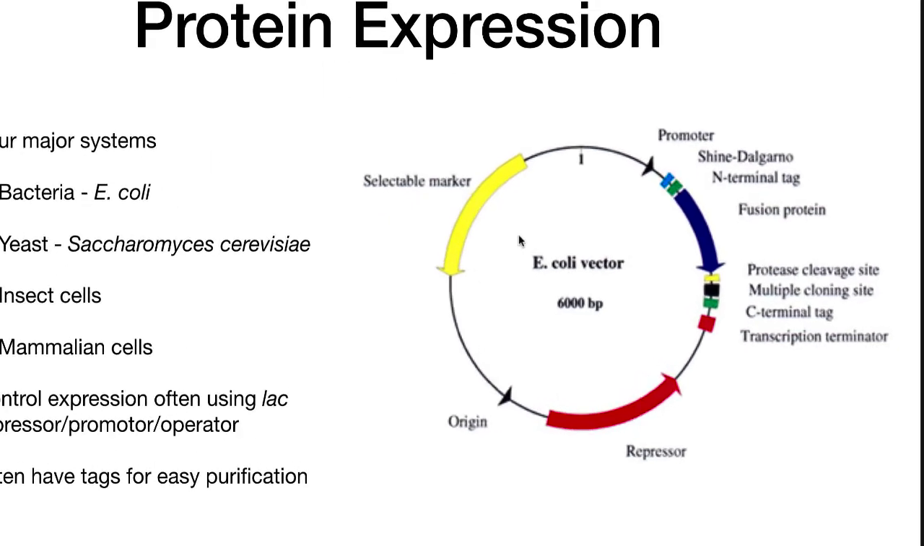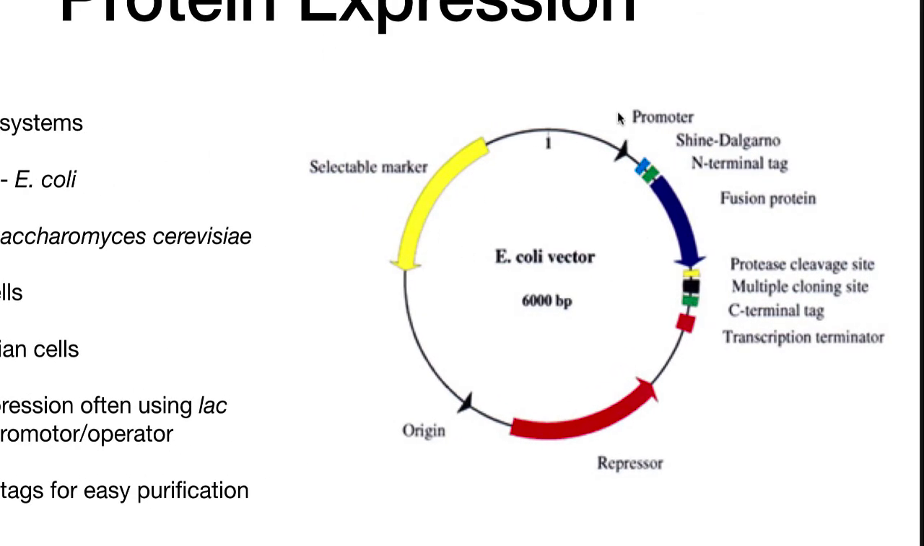Here is an example of an E. coli expression vector, and you'll have a promoter. You'll have the Shine-Dalgarno sequence. You'll have these tags, and you can use these tags to purify the protein.